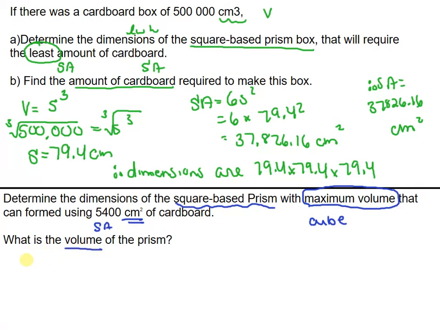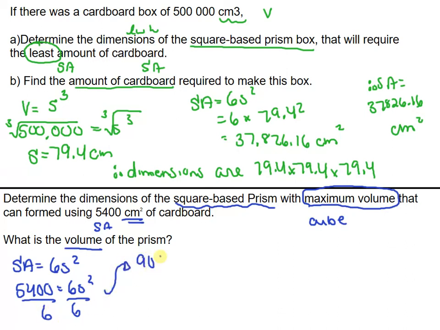So first, determine the dimensions. We know that the surface area is 6s squared. So 5,400 equals 6s squared. We divide both sides by 6. 5,400 divided by 6, I get 900 equals s squared.